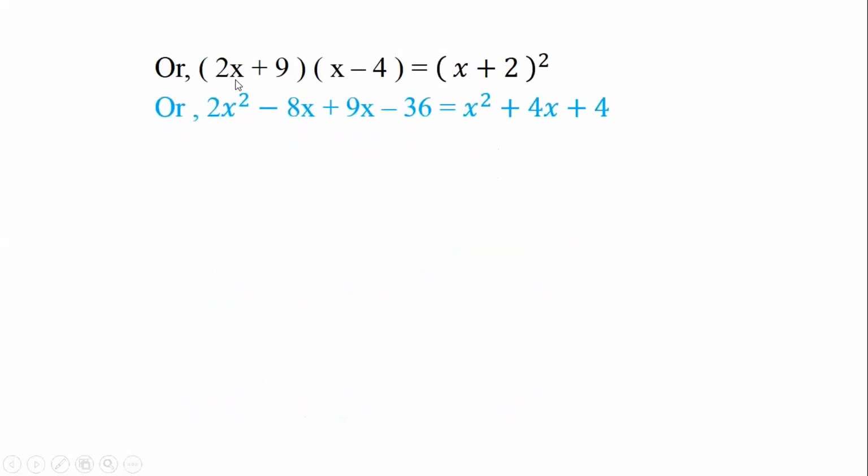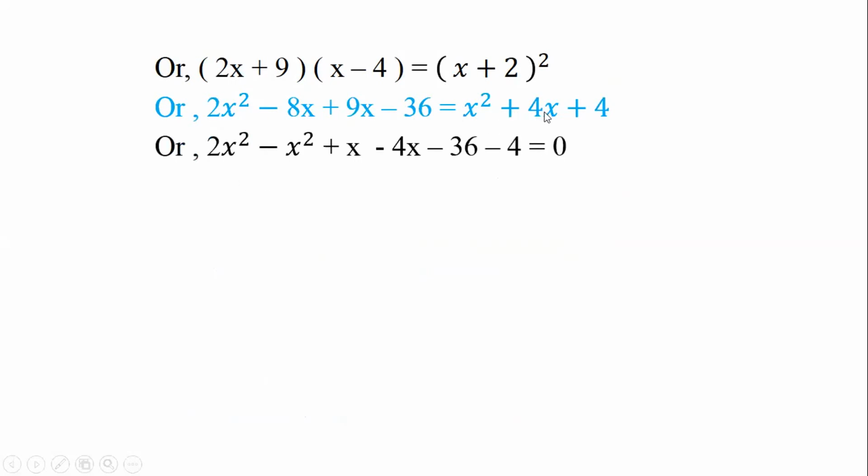But if we multiply this term by this term, then we get this equation. Here 2x into x equal to 2x square, 2x into minus 4 equal to minus 8x. 9 into x, that means 9x. 9 into minus 4, that means minus 36. Here, if we apply the formula a plus b whole square, then we get x square plus 4x plus 4.